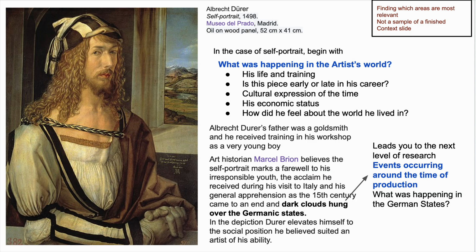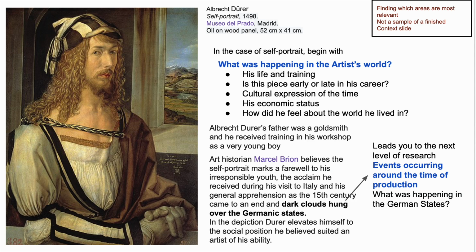So the first thing is, if you have a self-portrait, you're going to want to begin with what's happening in the artist's world. They're painting themselves. So let's look at what's going on with them. So let's look at his life and training. Is this piece early or late in his career? Is there a cultural expression of the time in the work? What's his socioeconomic status? How did he feel about the work he lived in?